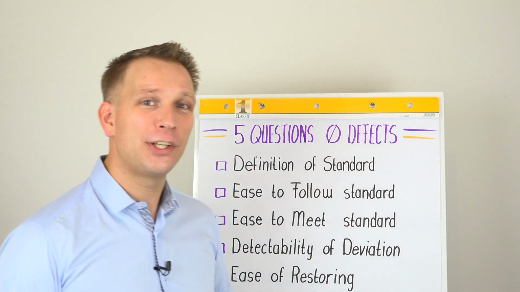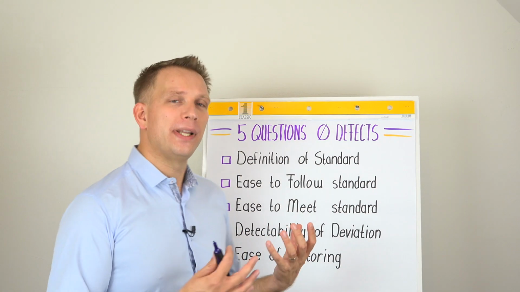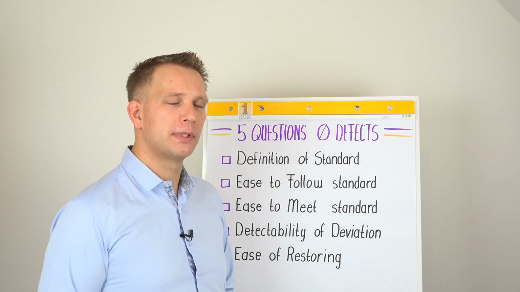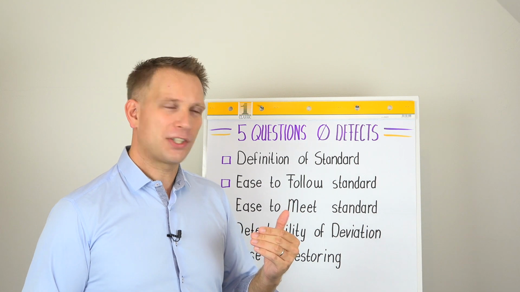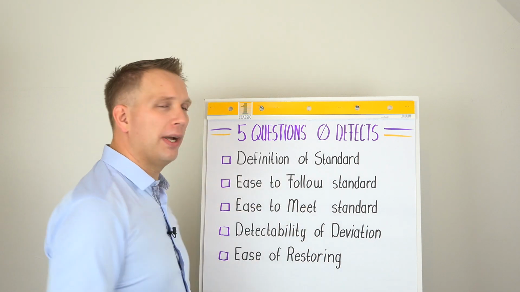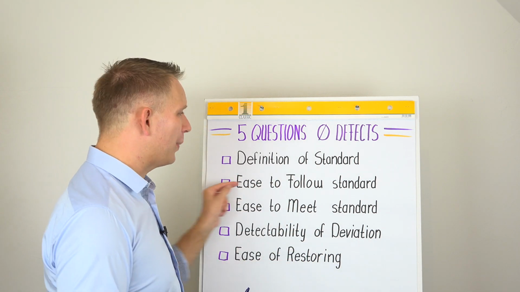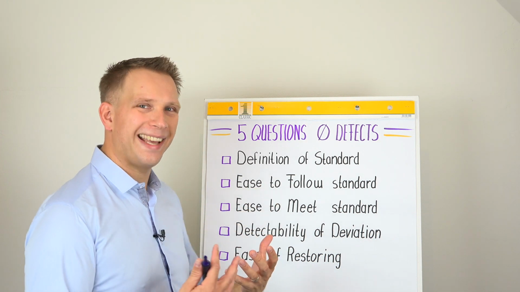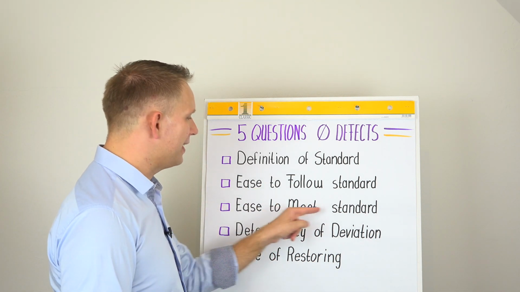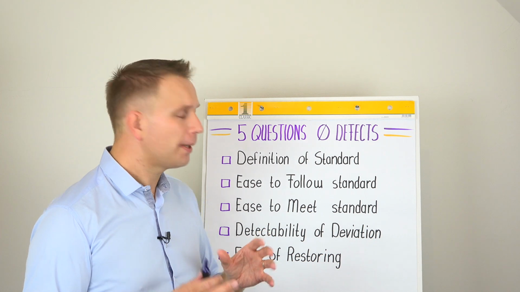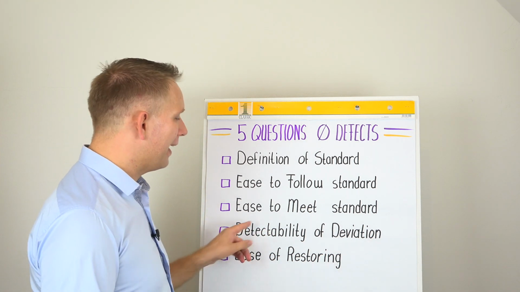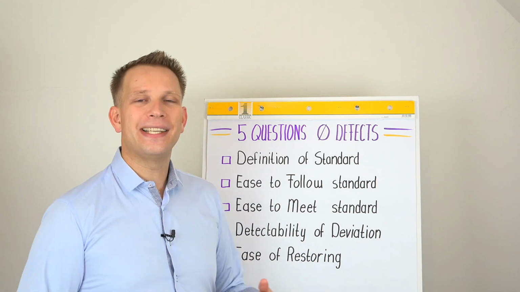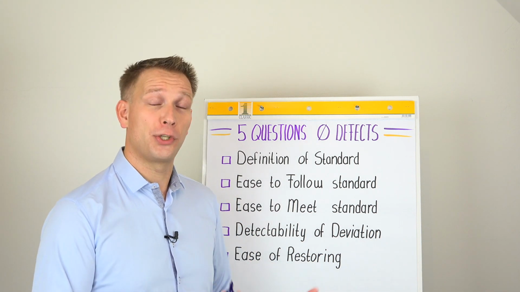And now let's get into the meat of what we're doing. When we have a machine standard, we will take as the example, but any standard, we check 5 things, and these 5 are: how well is the standard defined? How easy is it to follow that standard, to implement it? How easy is it to meet the standard? How can we detect if anything goes wrong? And if something goes wrong, how easy is it to restore the process to the standard?